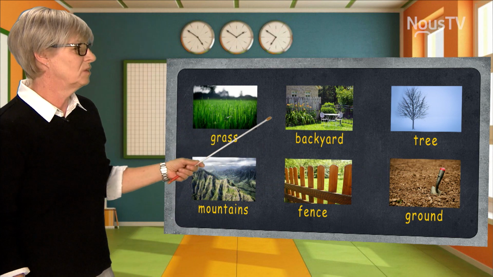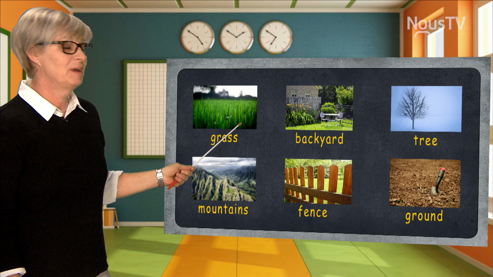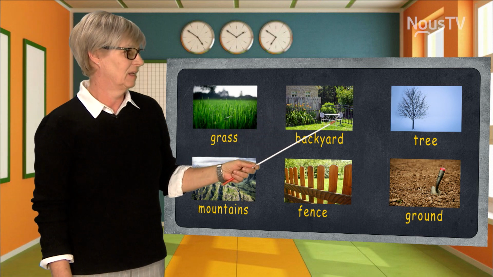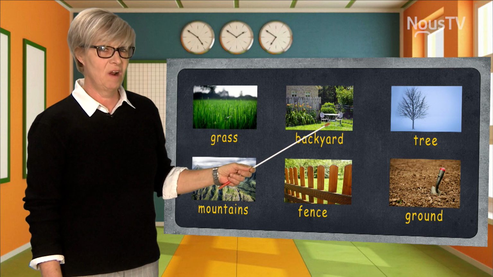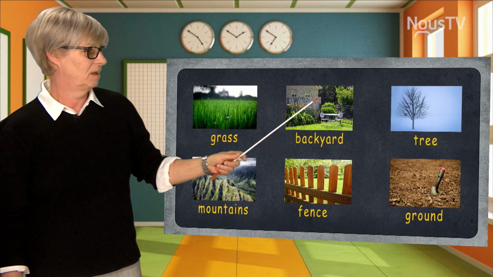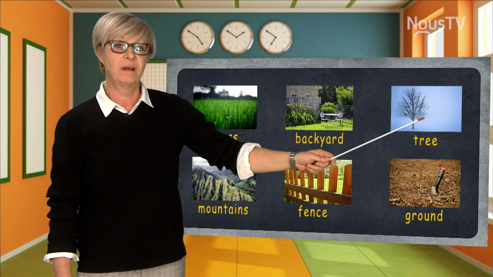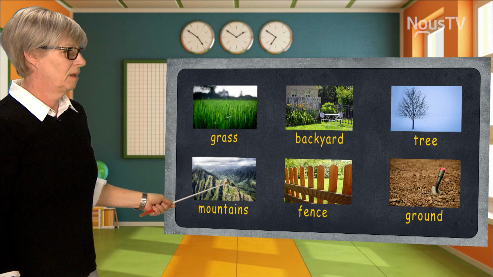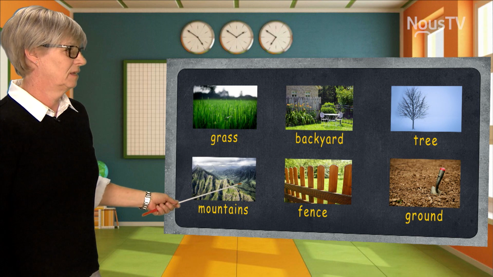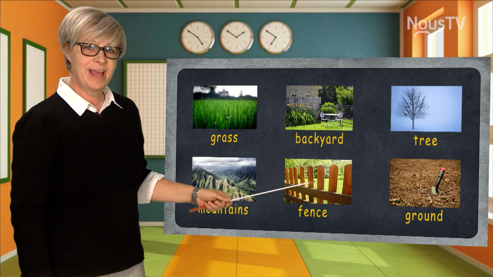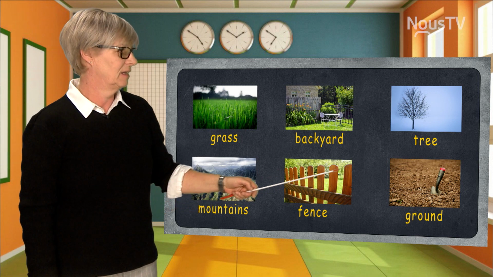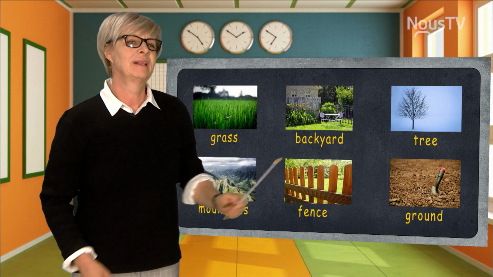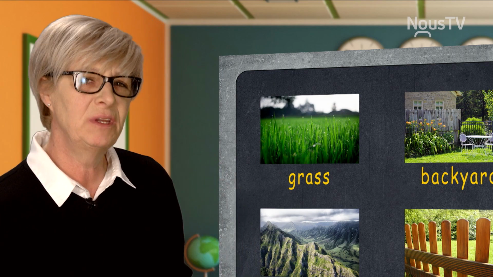Let's look at this one more time. We have the grass. The backyard. A tree. Mountains. A fence. The ground. Let's take away the answers and see how you do.